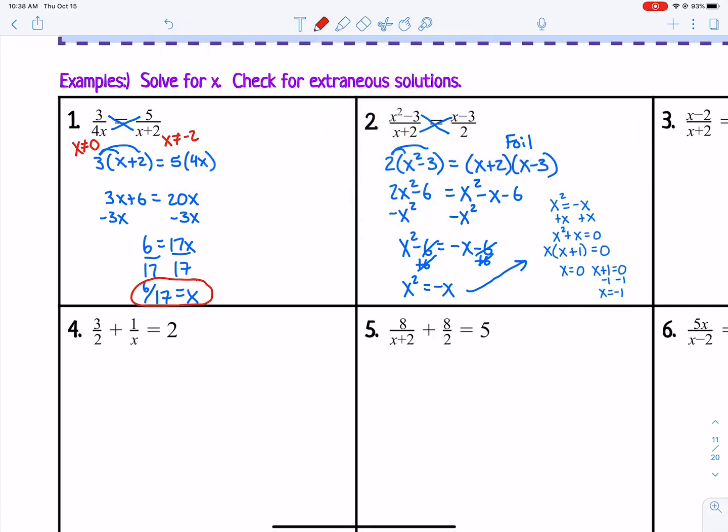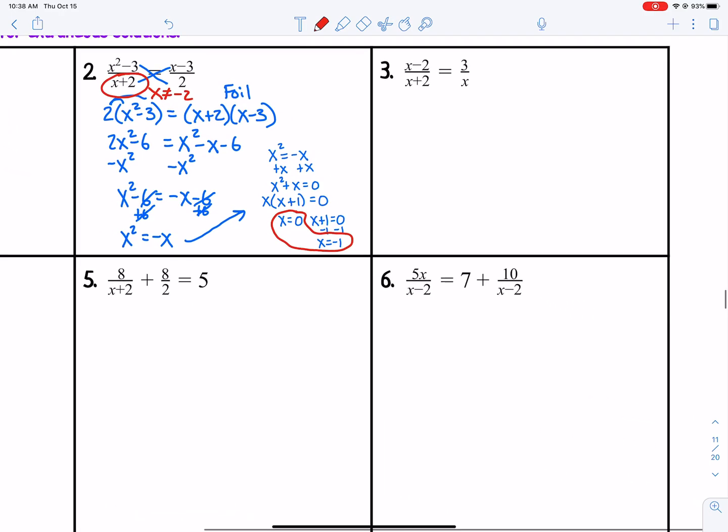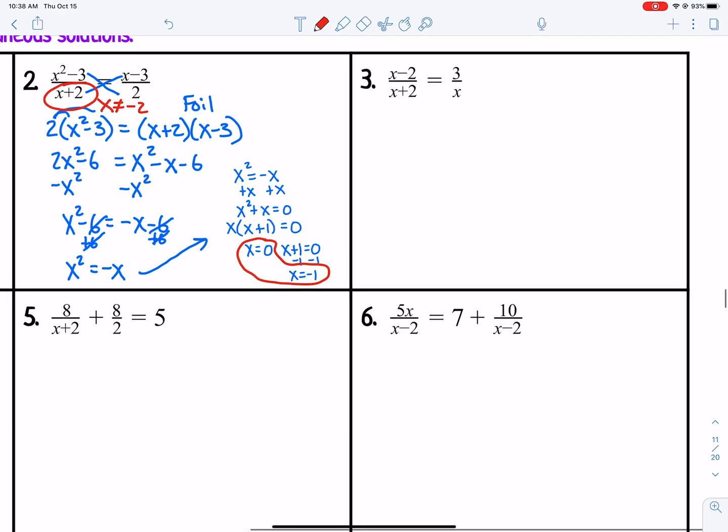So we have solutions x equals 0 and x equals -1. We just need to check and see if those are extraneous. So when you look at your denominator in the original problem, you would say x cannot equal -2. But since it's not that, then you have no extraneous solutions. So we're good. All right, so let's take a look at number 3.